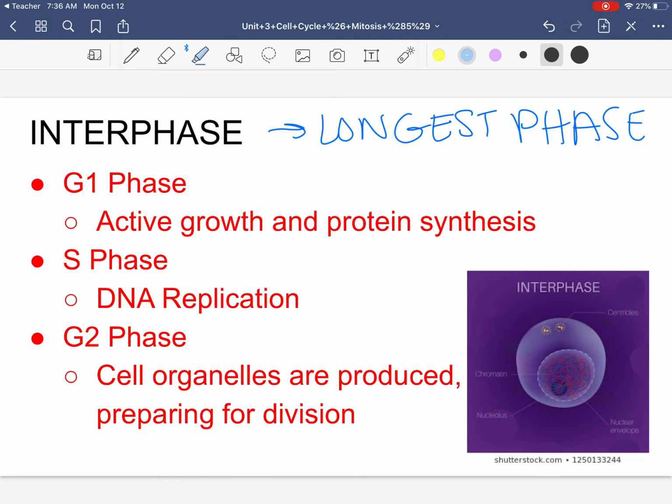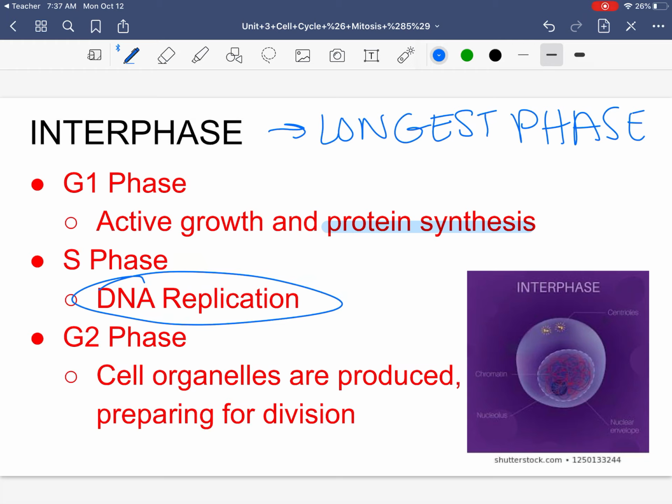So interphase is broken up into 3 phases. So you have G1, which is where your cells are growing. Your proteins are going to be made. Hopefully you remember your proteins are made in your ribosomes. And then S phase is super important because this is where your DNA is replicating. So that's super key. And then your G2 is going to be where they're getting ready to go through division.